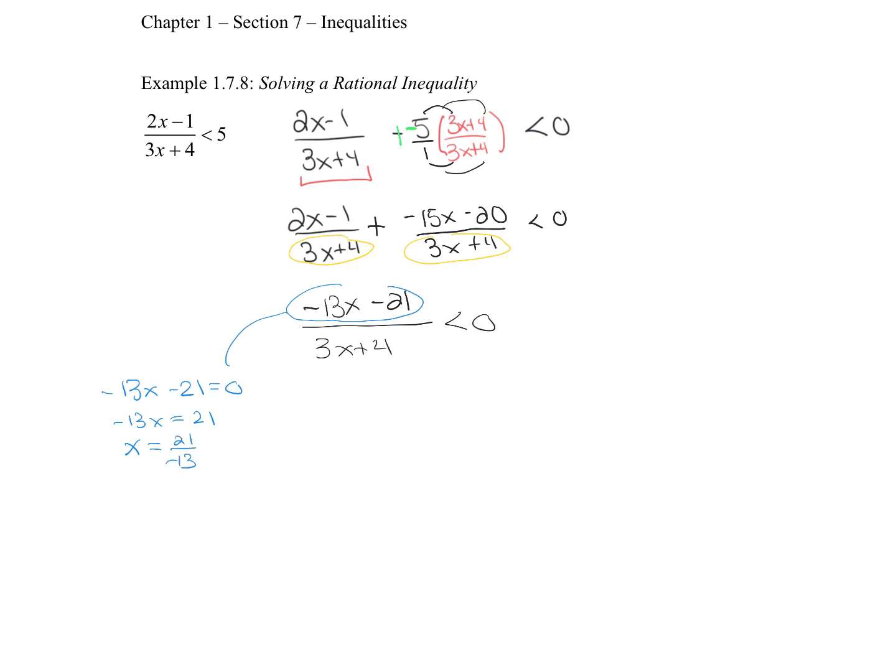So there's a critical number. Right here for this one, 3x plus 4 is going to equal 0. 3x equals -4, so x equals -4/3. So those are my two critical numbers, and those are the two things that are going to go on my number line.